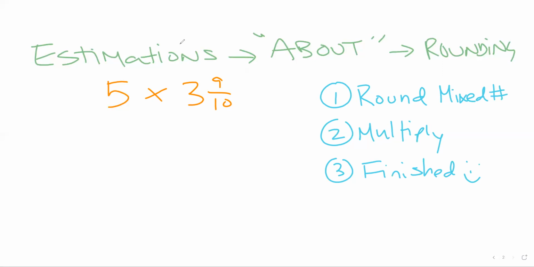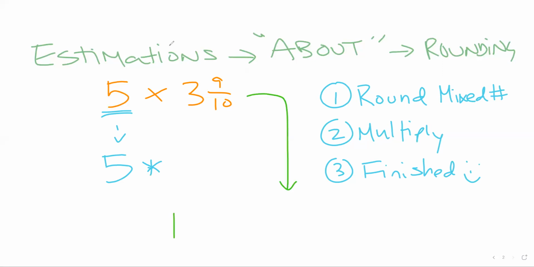Step 1 here, we're going to round the mixed number. So the first thing I see here is a 5. That is a whole number. I don't need to worry about that, so I'm going to keep that as 5. And I'm going to multiply this by 3 and 9/10. But actually what we're going to do is round our mixed numbers to the nearest whole number.